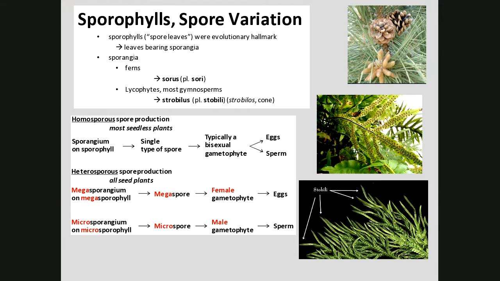Spores are produced on sporophylls. I just told you that phyll means leaf. Everything on a plant, the flowers, everything on a plant is a modified leaf. So a sporophyll is a modified leaf. Specifically, it is a leaf that produces spores. And these sporophylls were a real significant evolutionary trend that occurred. Now, these are leaves bearing sporangia.